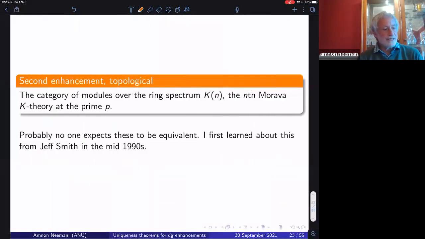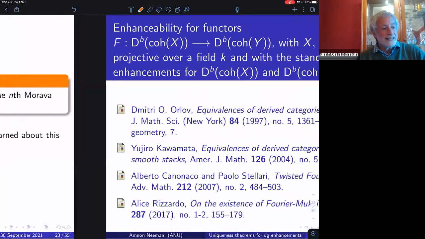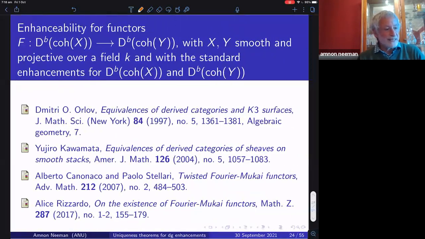But you can also think of it as the category of modules of the nth Morava K theory. And this gives ∞-category structures on this, if you want to use modern language. And already in the mid-90s, everyone expected these to be inequivalent, but no one knew how to prove it. So this is how things stood in the mid-90s.